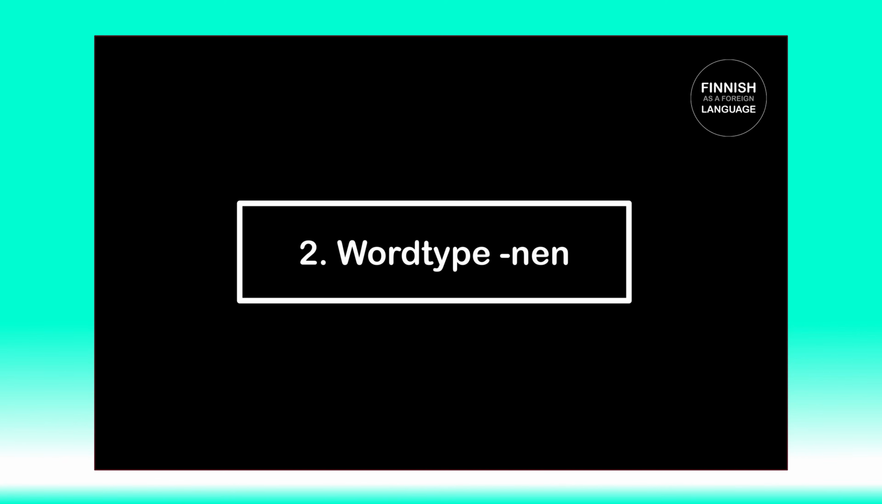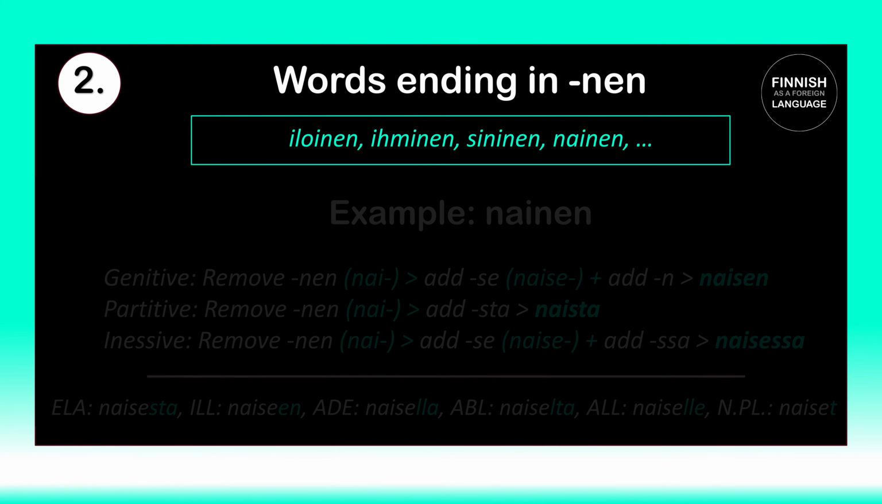Alright, now let's move on to our second topic, words ending in nen. Such words are, for example, iloinen, which means happy, or ihminen, which means human, sininen, which means blue, and nainen, which means woman. Let's take a look at our example, nainen.